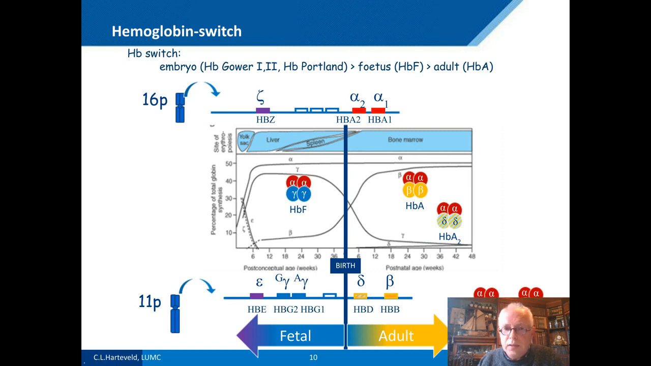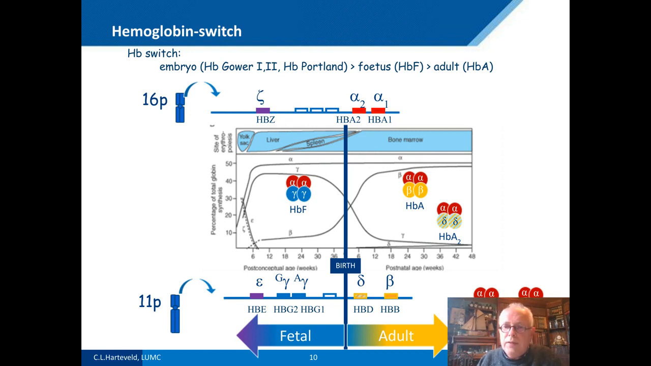The hemoglobin switch shown in this graph indicates that the genes, which are located in order of expression on the short arm of chromosome 16 in the alpha globin gene cluster and on the short arm of chromosome 11 in the beta globin gene cluster, are actually expressed differently at different stages of development and also in different tissues.